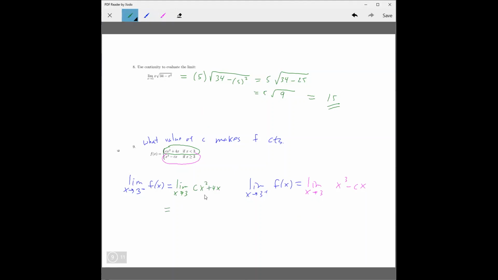Okay, now again, here, this is continuous everywhere. It's a polynomial, so you can just plug the 3 in. Plugging a 3 in here gives you 9c plus, and then a 3 there gives you 12. And then the same thing over here, you can plug a 3 in here. So that's 27 minus 3x. Okay, so you set those equal to each other. 9c plus 12 equals 27 minus 3x.